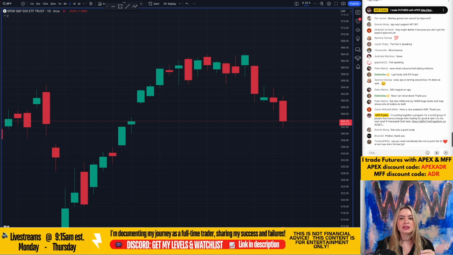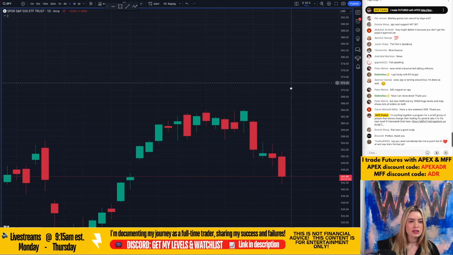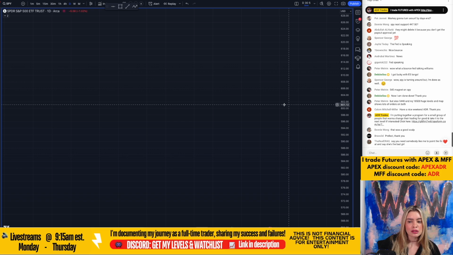Okay, so let's start with the basics. This is going to be a little class that has three very important points, right? First one is market structure. The second one is candlesticks. And the third one is levels: how to plot your levels. Let's start with the market structure.